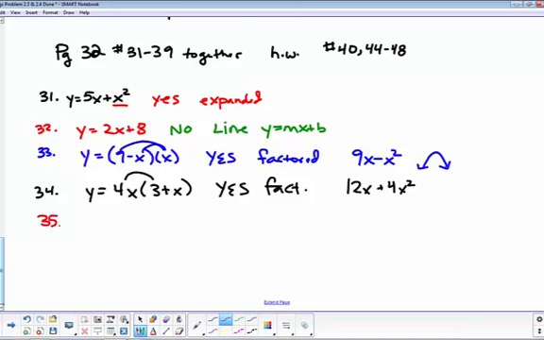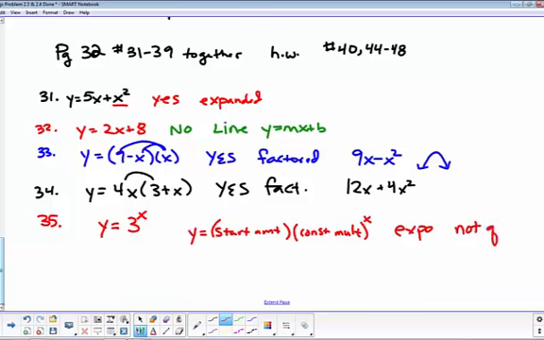35. Y equals 3 to the x. Do you remember the last book called Growing, Growing, Growing? Y equals starting amount times constant multiple to the x power. So this is exponential. This is not quadratic.